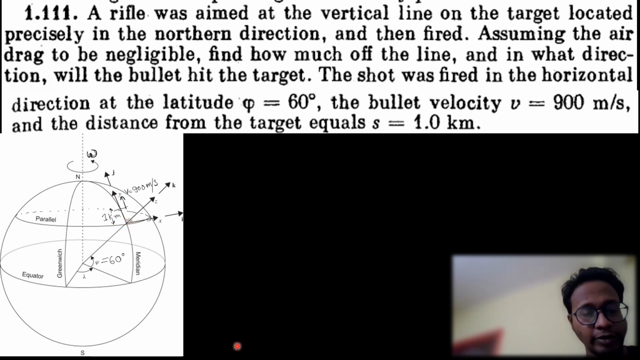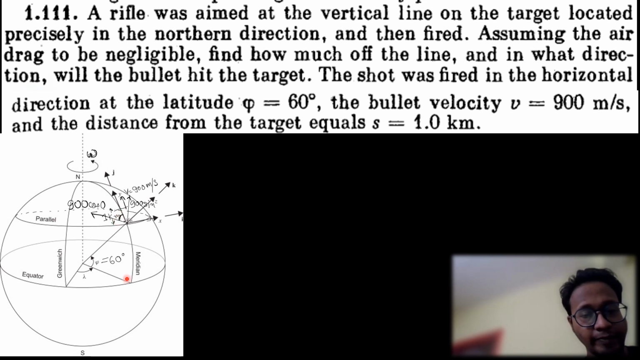So I must transfer this coordinate system to a coordinate system along the latitude and perpendicular to the latitude. So this velocity of 900 meter per second will have two components. One is along the latitude, which is 900 cos of whatever this angle is, and the other is perpendicular to the latitude, 900 sine of whatever this angle is.